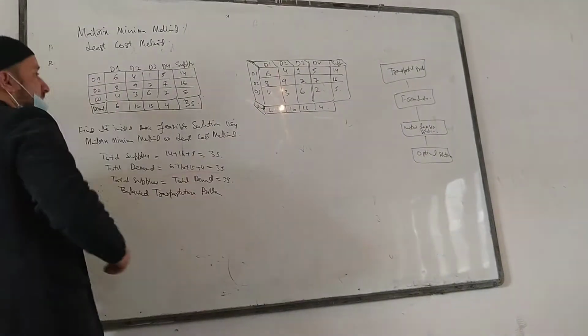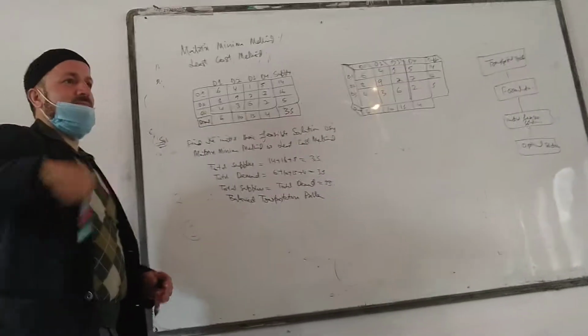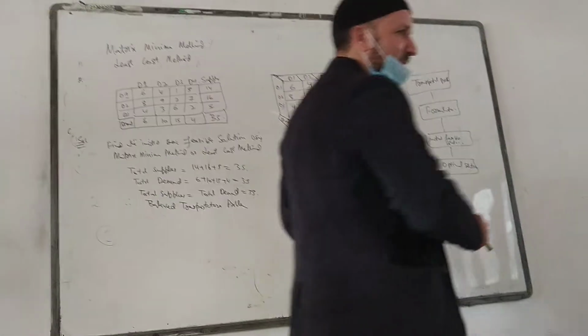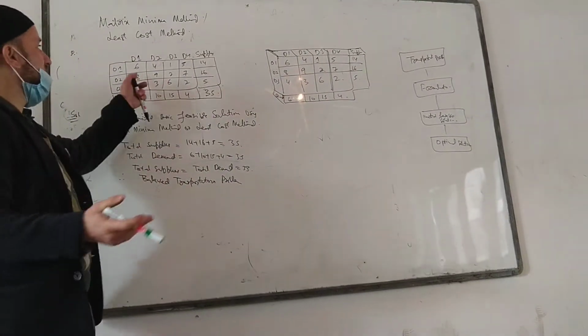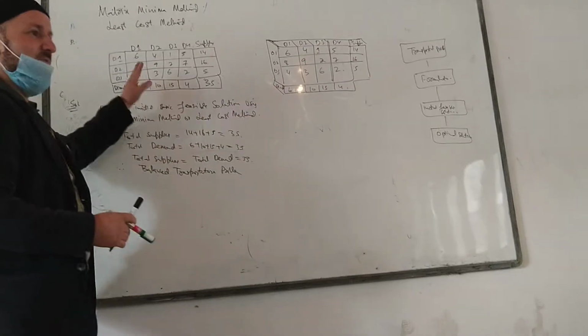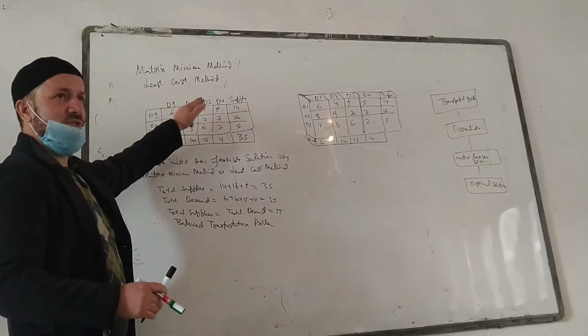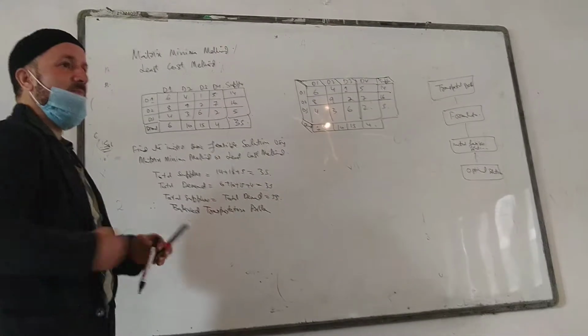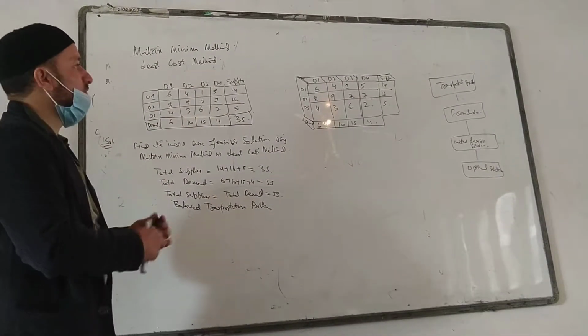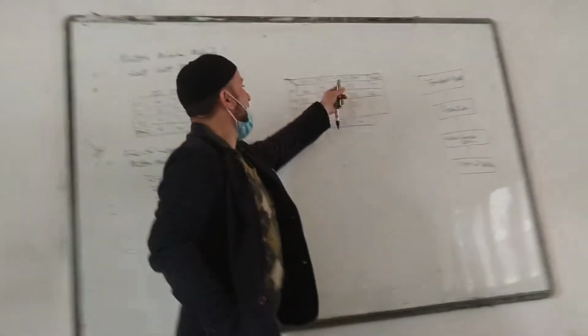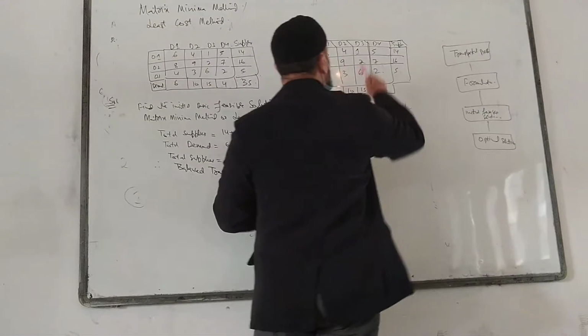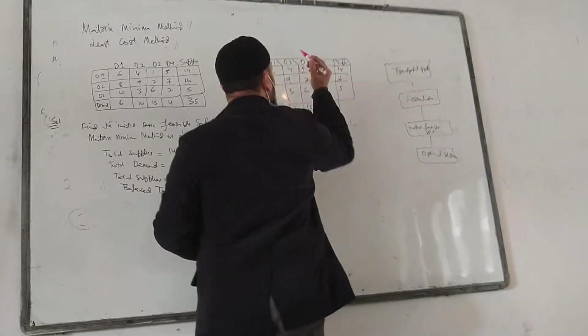Now let us apply the matrix minimum method. In the matrix minimum method, we have to choose which one is the least cost. These are the costs, C of ij, the cost between a particular source and a particular destination. Which one is minimum? Which one is the minimum in the matrix? 1 is the minimum.